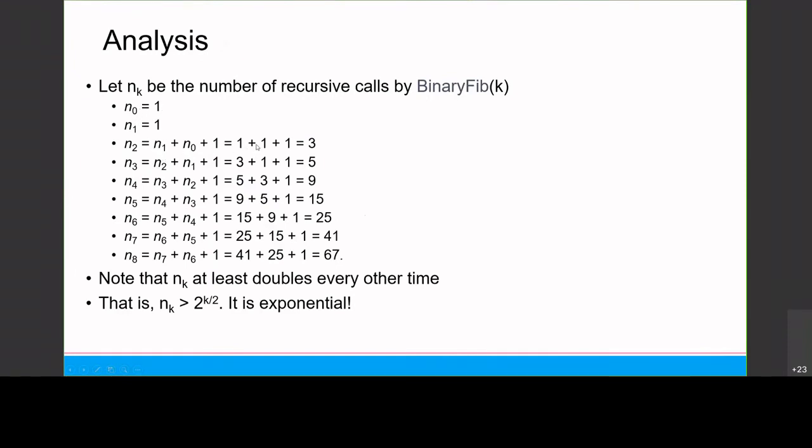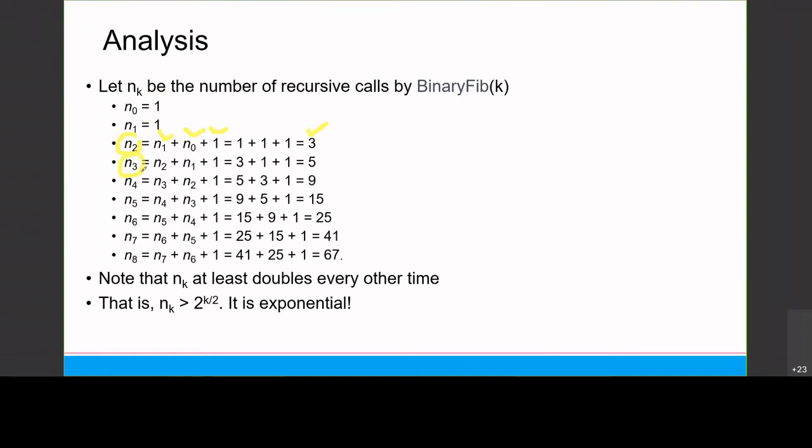When you do the first case, n0 equals 1, there will be no issue. When you have n1 equals 1, there will be no issue. But when the number increases, it will be an issue. Like in n2, we have n2 equals n1 plus n0 plus 1. So it becomes 3. So there are 3 executions when n equals 2.